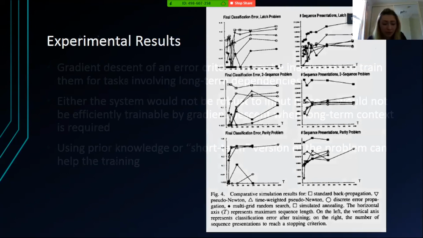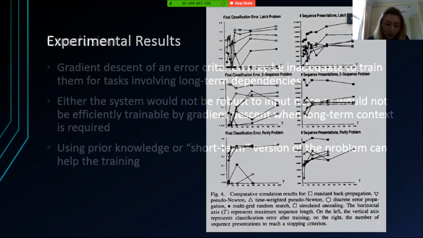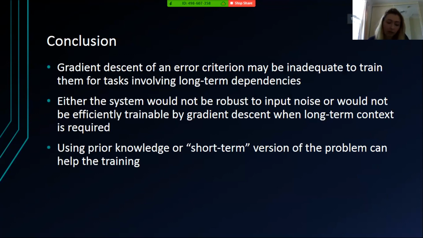Okay, so the conclusion. Recurrent networks are very powerful in their ability to represent contexts, and they often outperform the static networks. But theoretical and experimental evidence shows that gradient descent of an error criterion may be inadequate to train them for tasks that involve long-term dependencies. So assuming that hyperbolic attractors were used to store state information, it was found that the system is either not robust enough to input noise or wouldn't be efficiently trainable by gradient descent when long-term context is required.